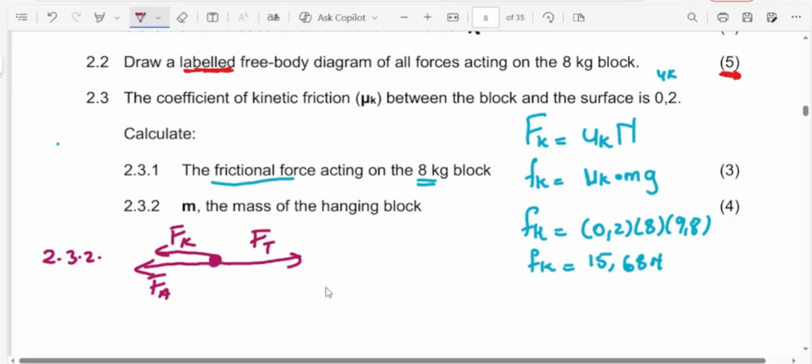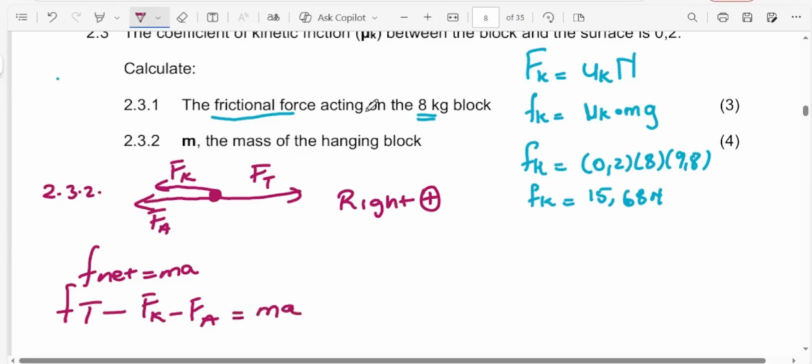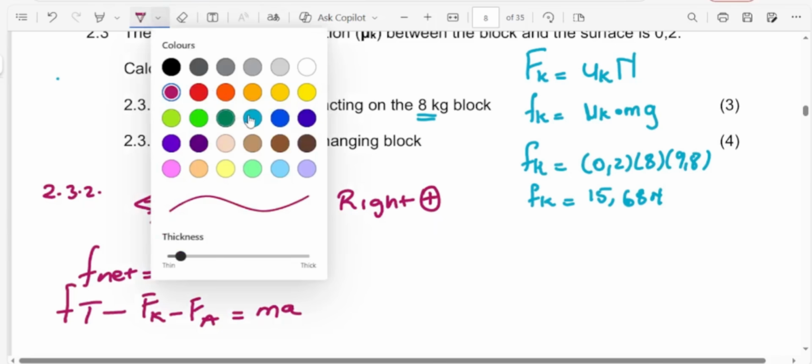So now let's choose direction. I'm going to choose the direction of the motion as positive, meaning we're going to take right as positive. Now, if we take right as positive, this is Newton's law. We're going to use the formula F net equals ma. So we take all the forces going to the right, which is tension, let's call this Ft, minus all the forces going to the left, which are Fk and F applied, and this equals ma.